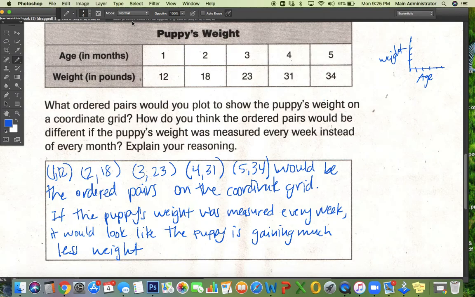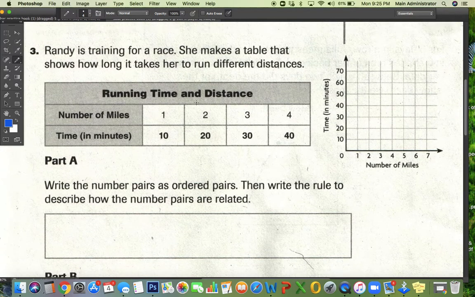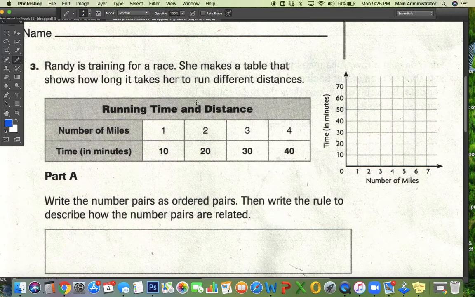All right, let's take a look at SB64 now. It's kind of similar to SB63. Randy's training for a race, and she makes a table that shows how long it takes her to run different distances. So in 1 mile, she runs 10 minutes. 2 miles, she runs 20 minutes. 3 miles, she runs 30 minutes. In 4 miles, she runs 40 minutes. Okay. Looks like she takes 10 minutes to run a mile, right?